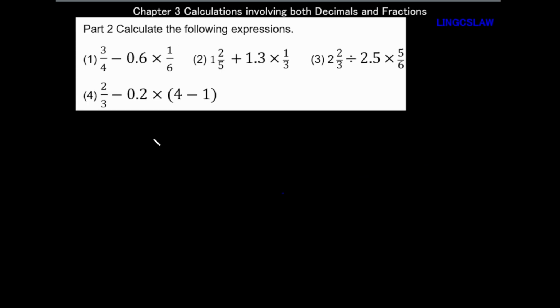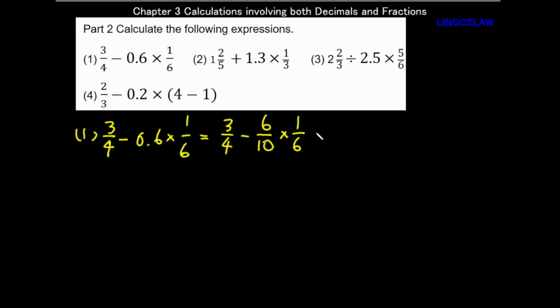Again, calculate the following expressions. Number 1, 3/4 minus 0.6 times 1/6 equals. Let's change this 0.6 to a fraction: 3/4 minus 6/10 times 1/6 equals, minus, let's simplify this one.